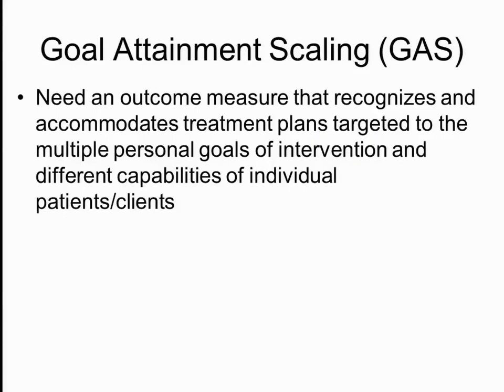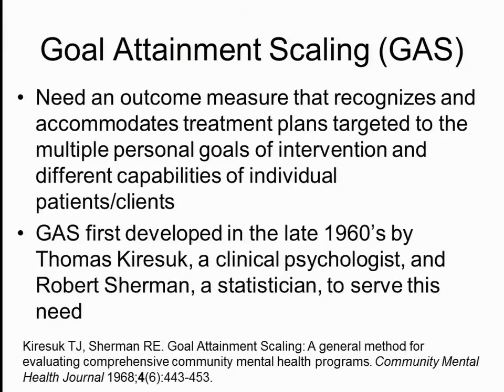So we need an outcome measure that recognizes and accommodates treatment plans targeted to the multiple personal goals of intervention and different capabilities of individual patients and clients. The Goal Attainment Scale, or GAS, which makes for a number of very clever slides, was first developed in the late 1960s by Thomas Kiresuk, a clinical psychologist, and his mathematician, Robert Sherman, to serve this need. I understand these slides will be on the website, so you'll be able to get the references off that later.